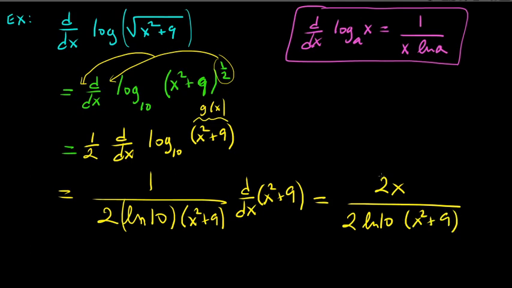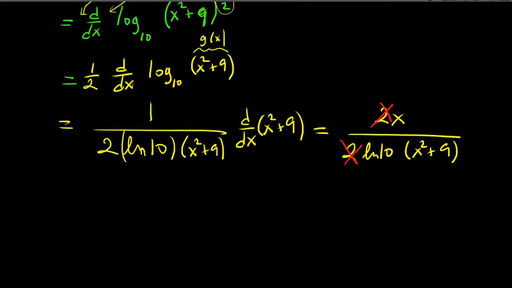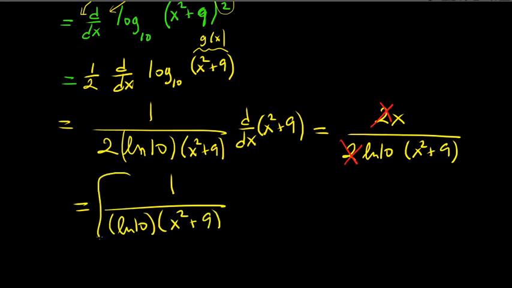Okay, well, we can cancel the 2's. 2 divided by 2 is 1. And so I think we're just left with 1 over the natural log of 10, I'll leave it in front. I was going to pull it in the back, but it doesn't matter. Times x squared plus 9.